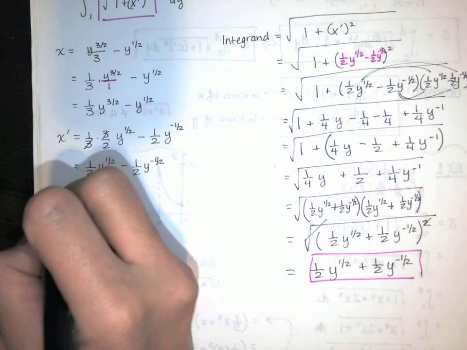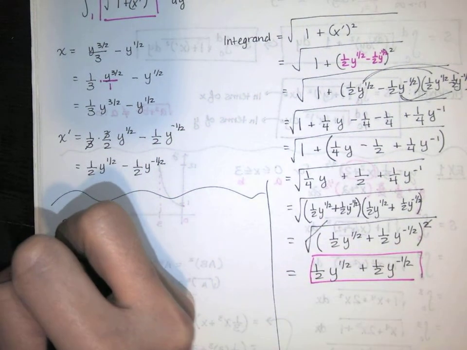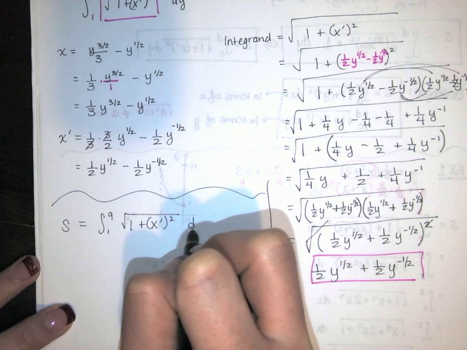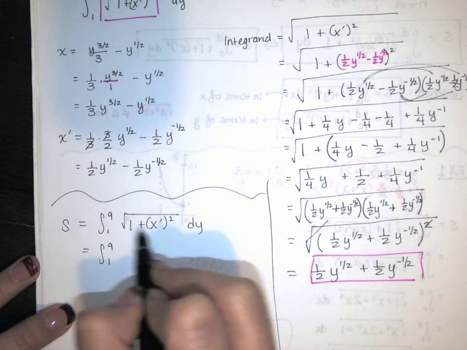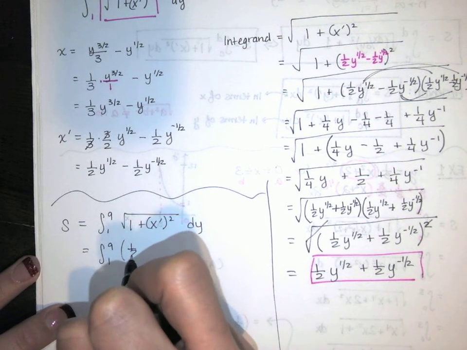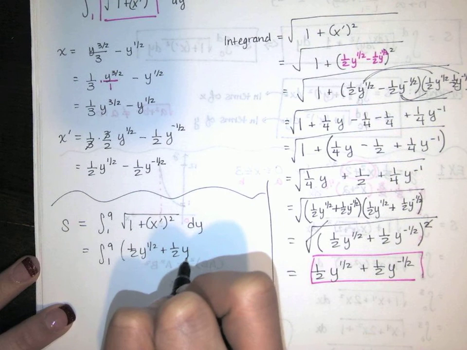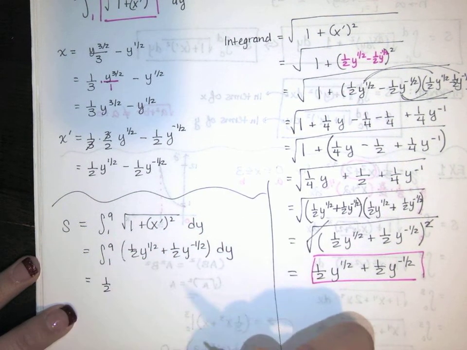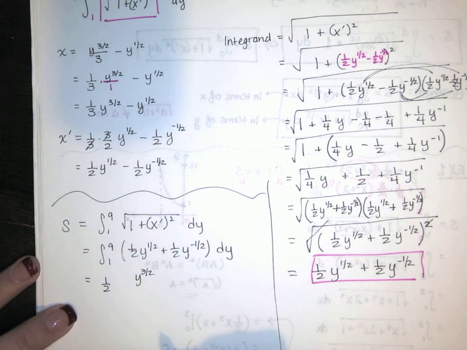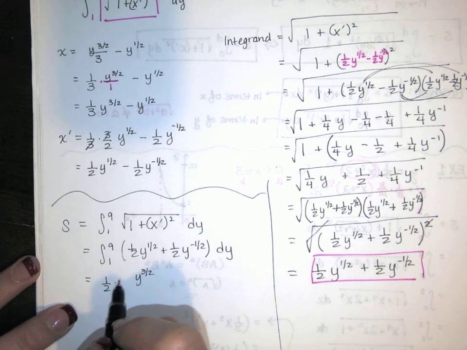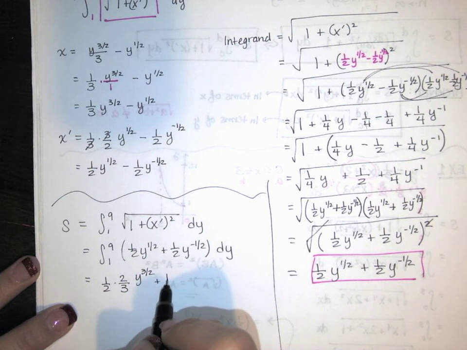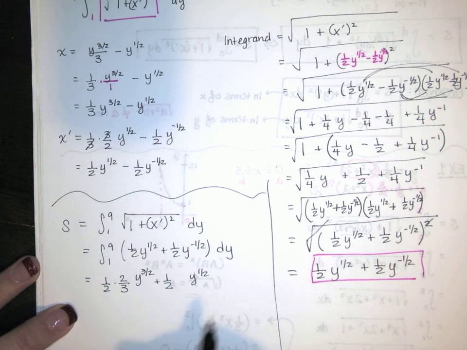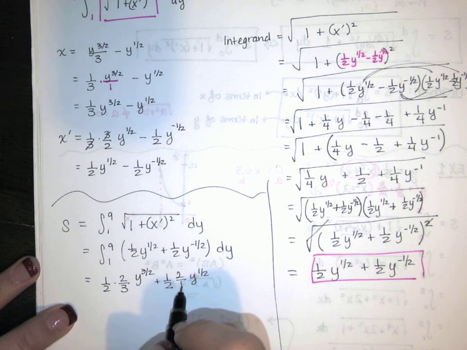Okay, so I think we're ready to evaluate our integral. We have s equals the integral from 1 to 9 of the square root of 1 plus x prime squared dy. And the square root is this: 1/2 y to the 1/2 plus 1/2 y to the negative 1/2. We're integrating with respect to y. Bring the 1/2 down. Add 1 to the exponent and then divide by the new exponent. Dividing by 3/2 is multiplying by 2/3. Bring the 1/2 down. Add 1 to the exponent and divide by the new exponent. Dividing by 1/2 is multiplying by the reciprocal. Multiply by 2 over 1.